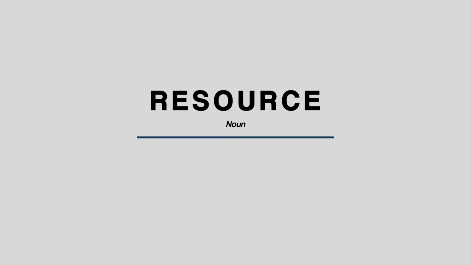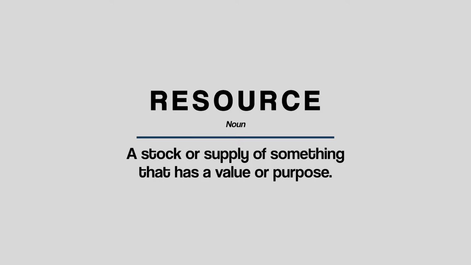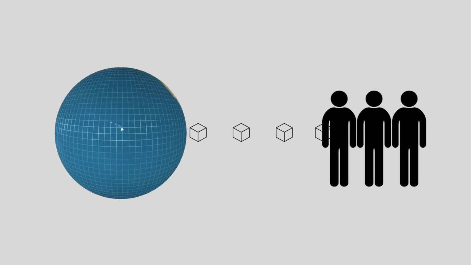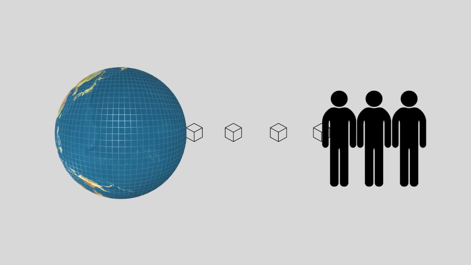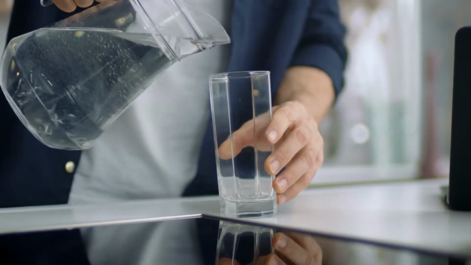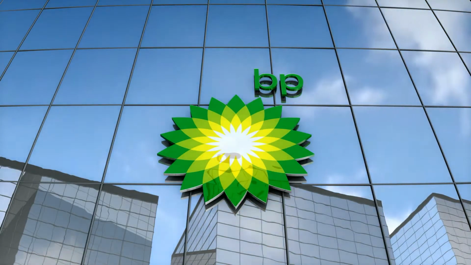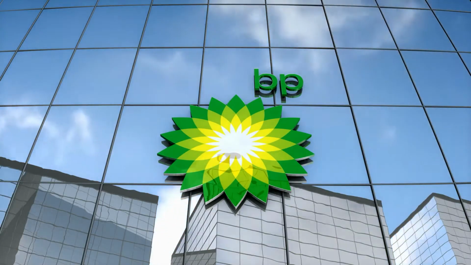As we often like to do, let's begin with a definition. A resource is defined as a stock or supply of something that has a value or purpose. In simpler terms, it's something humans can take from the planet and either sell it or use it themselves. That might be anything from a single person using a resource for themselves, all the way up to huge companies who make a lot of money out of finding resources and selling them to people.